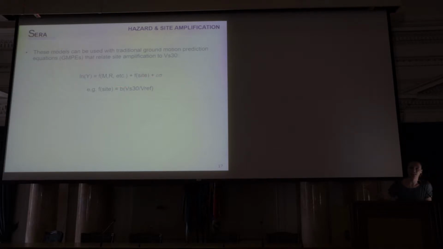So typically this site function is a function of VS30. So once we know the VS30, we can plug it into our ground motion model and get an estimate of the ground shaking for that location with that value of VS30.